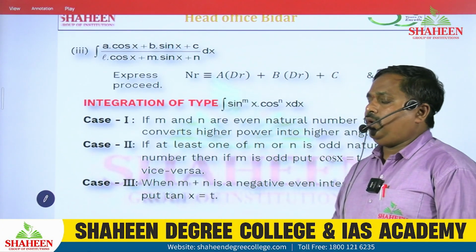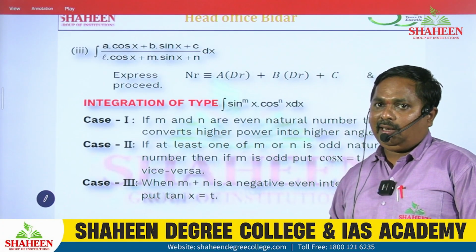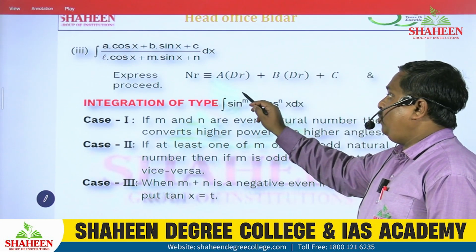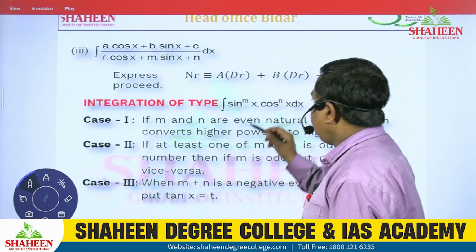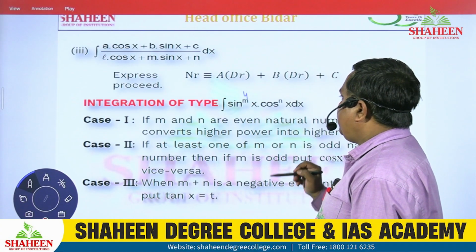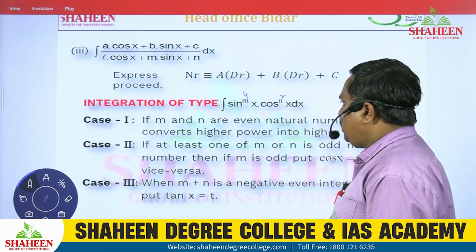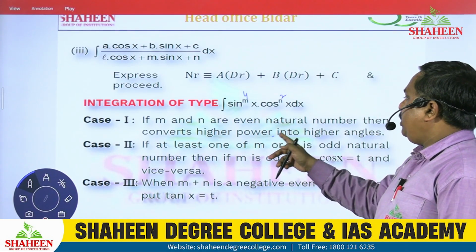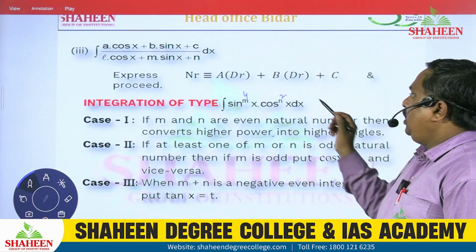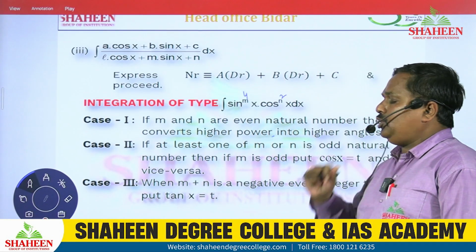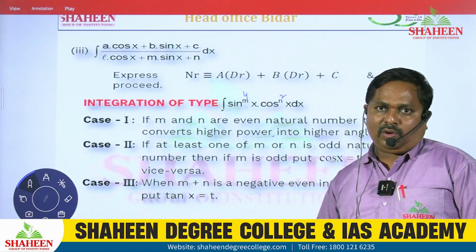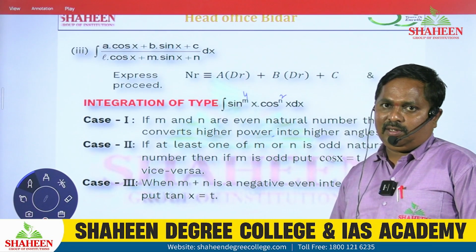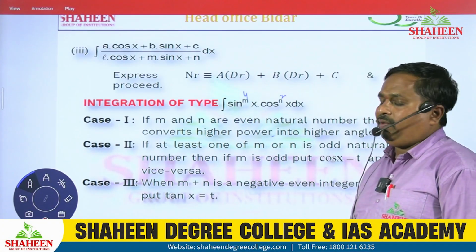Converting the higher power into higher angles means, suppose we have sin^4 x and cos^2 x, for example. Then we convert the higher power into the lower one, so we split this sin^4 x and substitute for it in terms of cos^2 x.